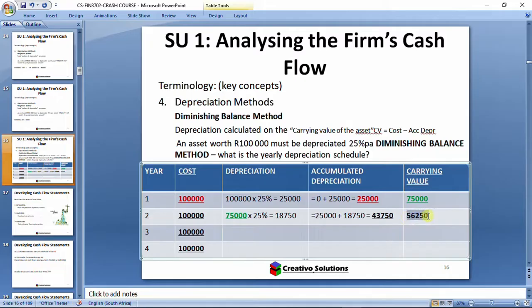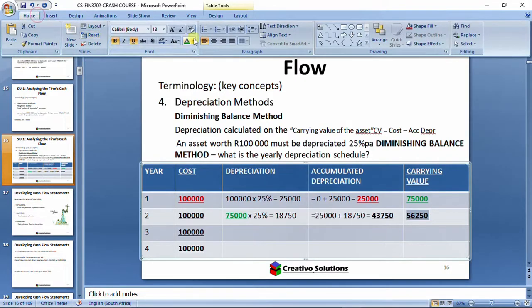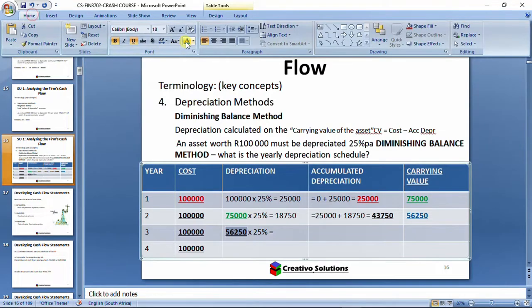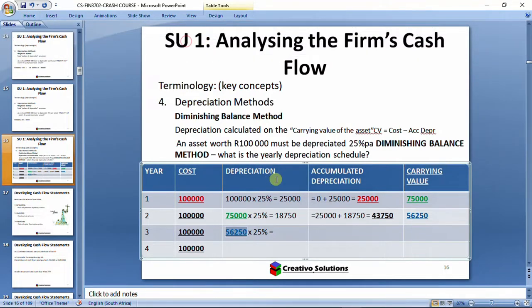Okay, next line. Give me the depreciation for this year. It's 56,250 times 25%. Yeah, good. Okay, this is representing the carrying value. Carrying value times 25%. So what do you get? 14,063 rand. Yeah, you can round it off. Let's leave it. Yeah, 62.5. So 63. Okay, that's fine.